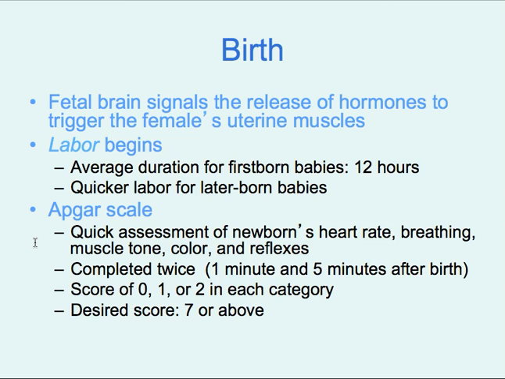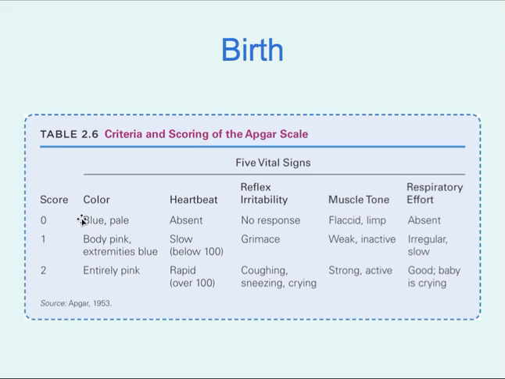One way to assess the health of the newborn infant is using a scale called the Apgar scale. This is a quick assessment of a newborn's heart rate, breathing, muscle tone, color, and reflexes. It's completed twice, once at 1 minute post-birth and once at 5 minutes after birth. A score of 0, 1, or 2 can be assigned in each category, and a desirable score is 7 or above. You're going to very rarely see 10s, but anything 7 or greater is considered to be a good score. So this is what we're looking at on this Apgar scale.